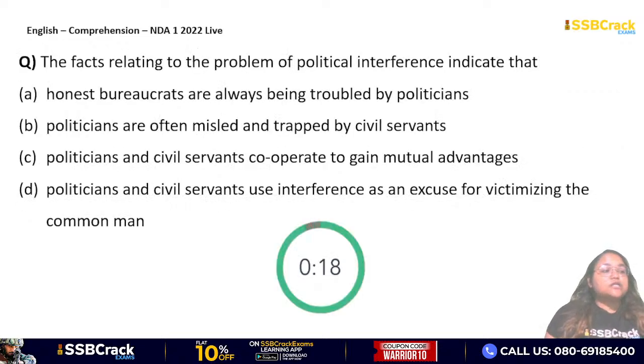The facts relating to the problem of political interference indicate that: A, honest bureaucrats are always being troubled by politicians. B, politicians are often misled and trapped by civil servants. C, politicians and civil servants cooperate to gain mutual advantages. D, politicians and civil servants use interference as an excuse for victimizing the common man.